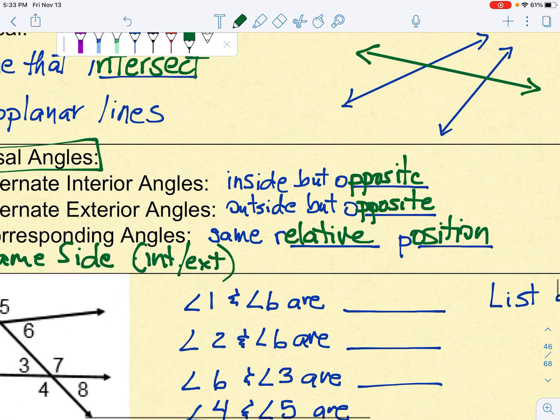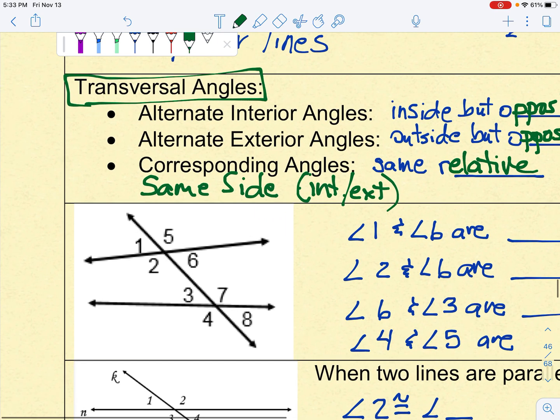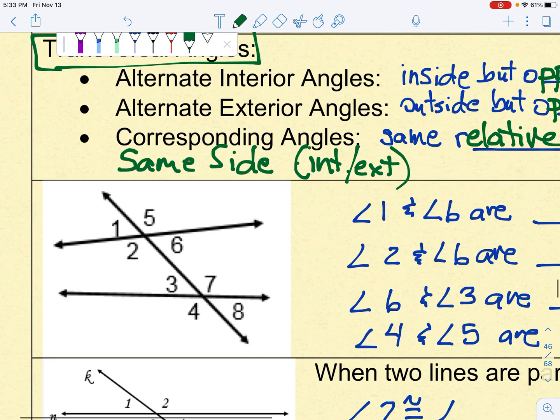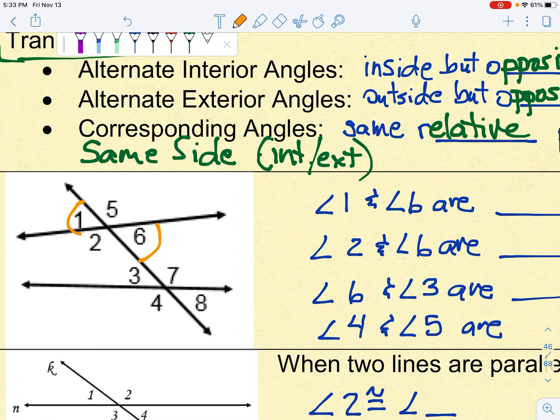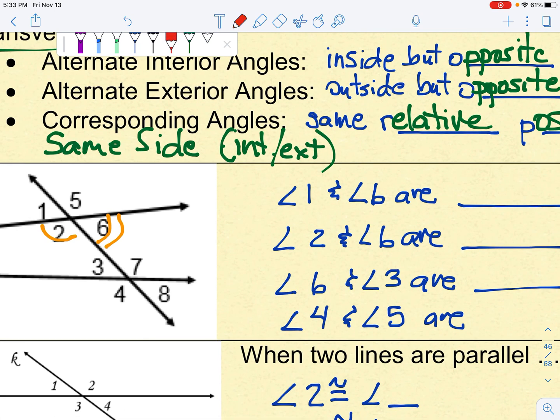Okay, so let's look at some transversal angles here. All right, angle 1 and 6. You don't need to write this one down, but hopefully you can see that angle 1 and 6 are what we call vertical angles, right? That's kind of a review. If I look at angles 2 and 6, they're not congruent. They're supplementary. We call those obviously supplementary, or they form a linear pair. All right? So again, vertical angles, angle 2 and 6 are supplementary.